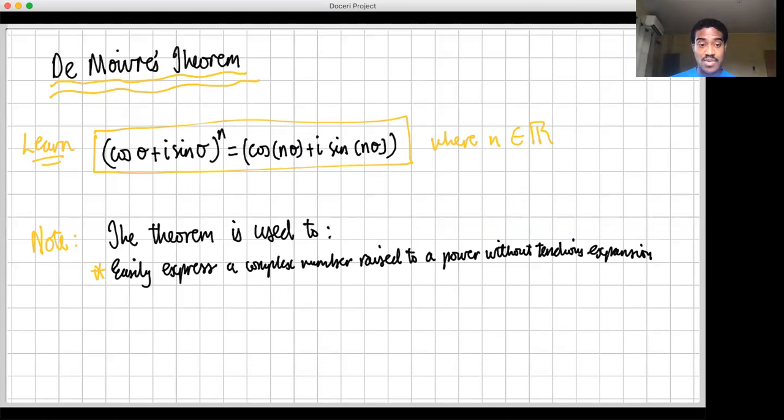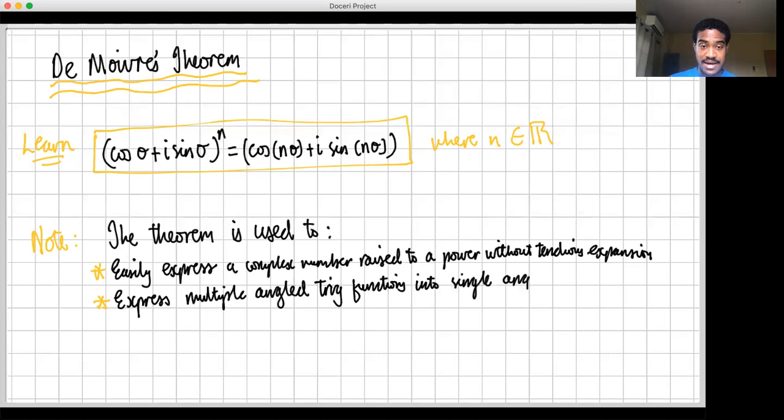And the last use that we're going to look at is that it can be used to express a multiple angle trigonometric function in terms of single angle trigonometric functions. So that's the next use: it can be used to express multiple angle trig functions in terms of single angles. So these are the two uses that I think are very key where De Moivre's theorem is concerned.